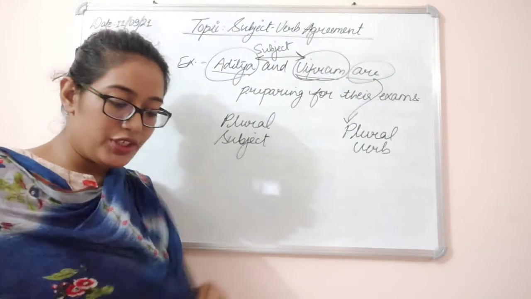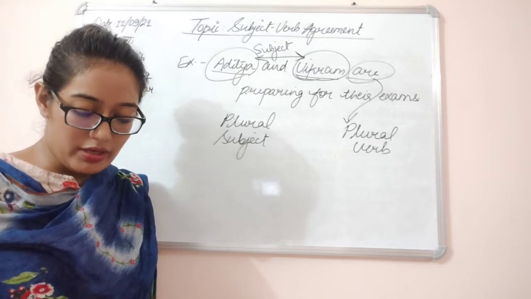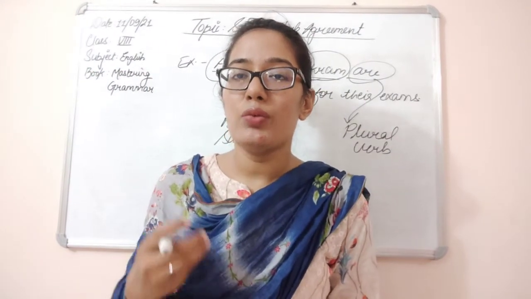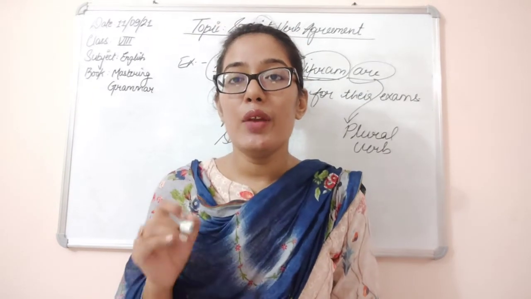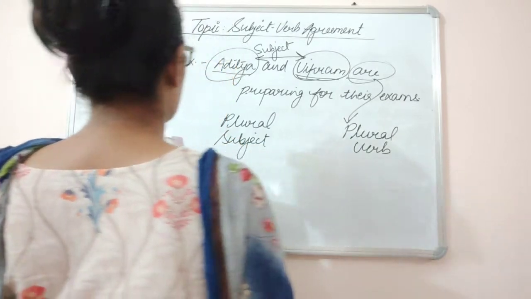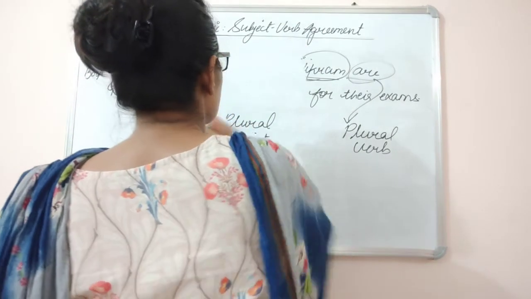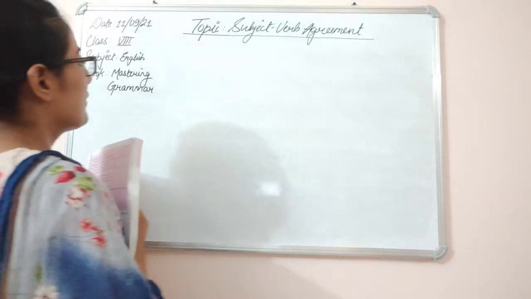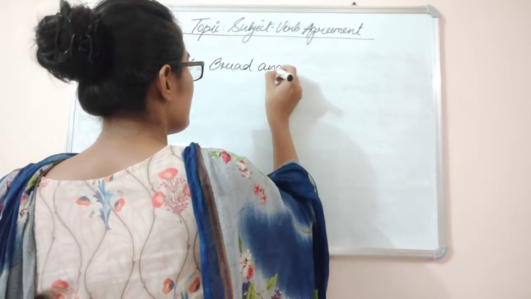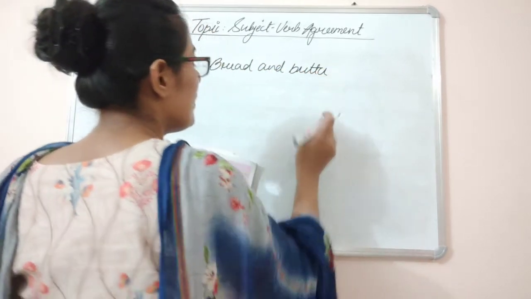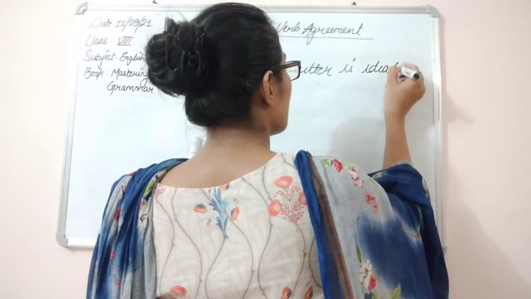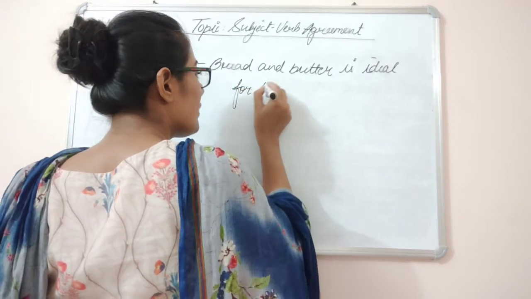Now let's move on to another feature. If two subjects are regarded as one, the verb will be singular. अगर कोई दो subjects हैं जो कि एक single की तरह उनका recognition किया जाता है, then their verb also becomes singular. Okay? So an example would be, bread and butter is ideal for breakfast.